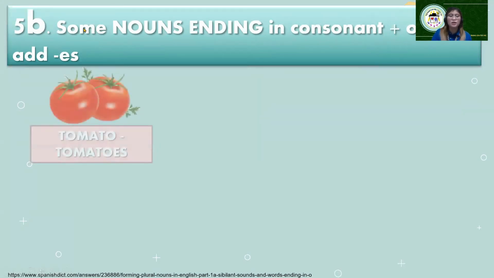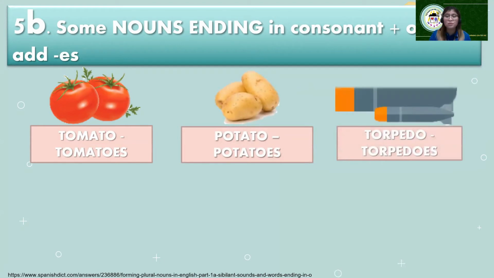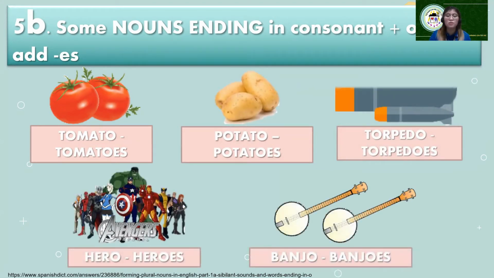As I've mentioned earlier, there are still some nouns ending in consonant plus O. Okay, again, these are nouns ending in consonant plus O. This time, you just simply add ES. So here are some examples. We have tomato to tomatoes, potato to potatoes, torpedo to torpedoes, hero to heroes, and banjo to banjos.